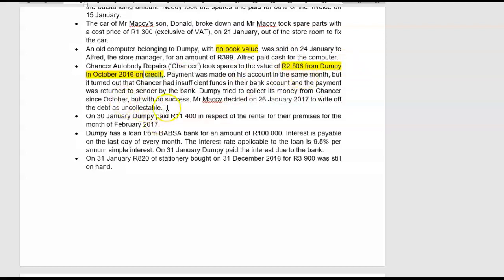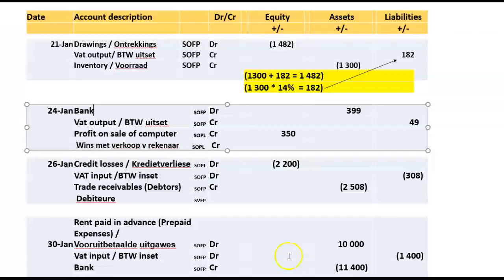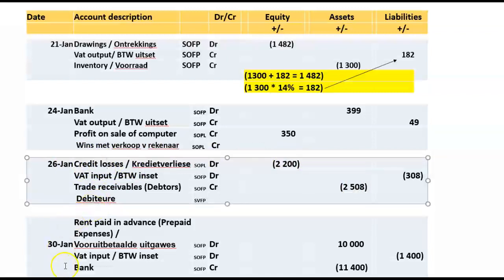Now also remember the golden rule that no income or expense item in the income statement will ever include VAT. So obviously we have to clear out the debtors account. We are going to credit the debtors account, statement of financial position, with 2508, which is a reduction of an asset. The VAT exclusive amount we are going to write off as an expense account, credit losses. Guys, not bad debts. If you write down bad debts, I will mark it wrong, because there is no such account as a bad debt account. It's a credit losses account. It's the same thing, but we call it something different. Credit losses, statement of profit or loss, is an expense, so it will reduce our equity with 2,200 Rand.